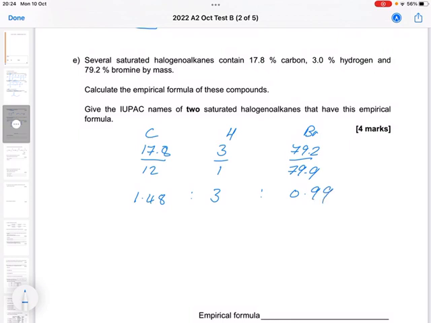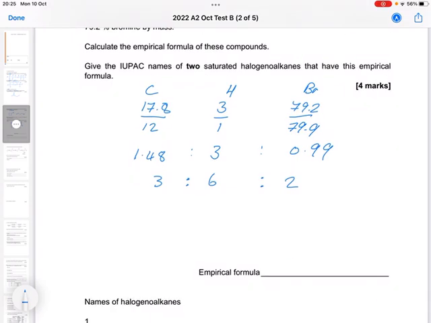You can see here this is 1.5 to 3 to 1. So if I double it, I'm going to have 3 to 6 to 2. So my empirical formula is going to be C3H6Br2. So 1 mark for the working out, and then 1 mark for the empirical formula down here.